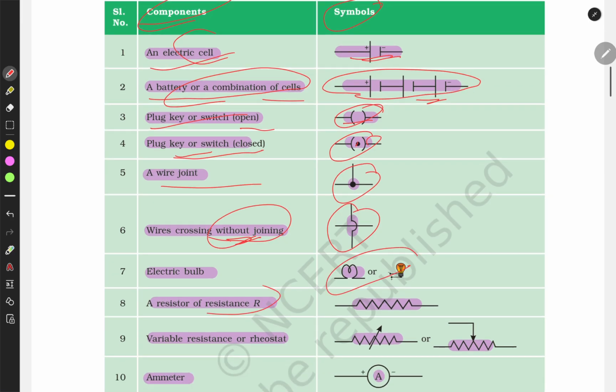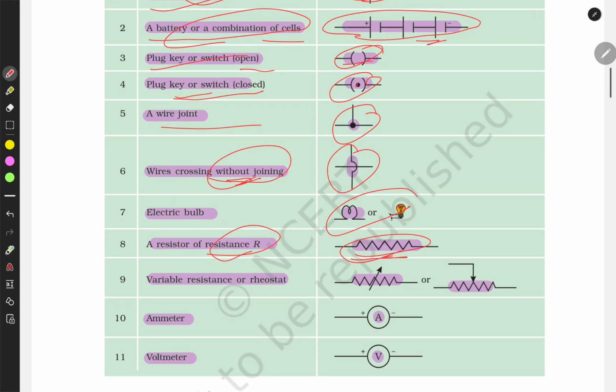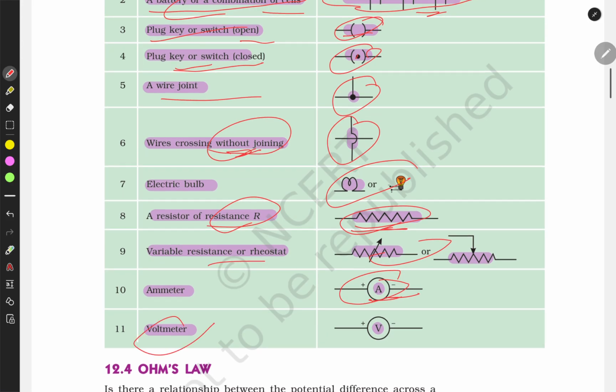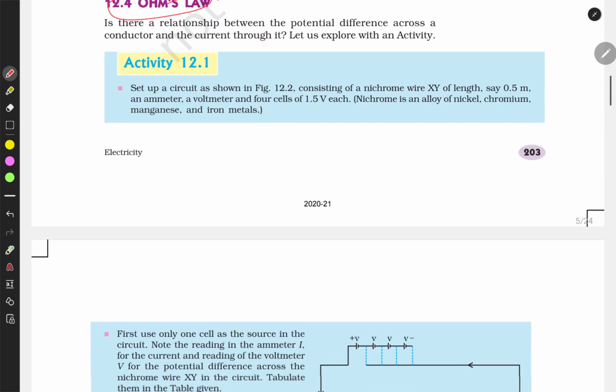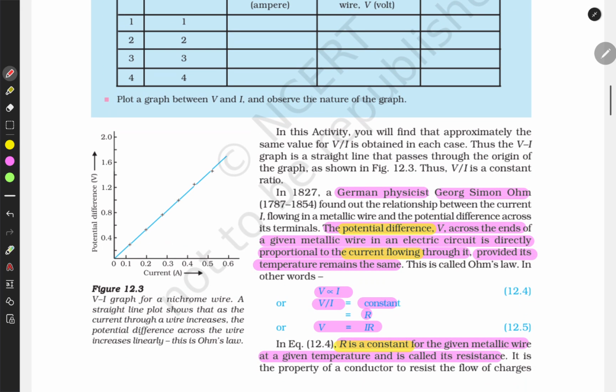And this shows the electric bulb. This shows the resistor, which resists the flow of electrons, the flow of current. This is a variable resistance, and this is an ammeter, which measures the electric current in amperes, and this voltmeter measures potential difference. And we study Ohm's law. Ohm was a German physicist who gave this theory.